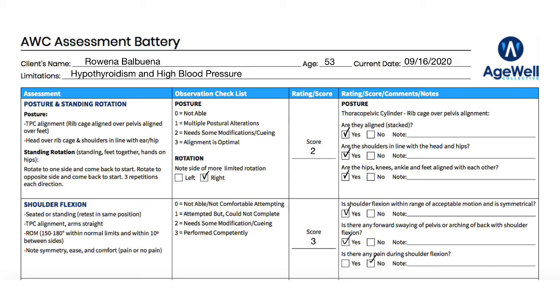I gave my subject a score of 3, which means my subject performed the task competently, and they did everything that they could to get up to 180 degrees, and they did that. To note, there was some arching of the back with shoulder flexion, and subject answered that there was no pain during shoulder flexion.